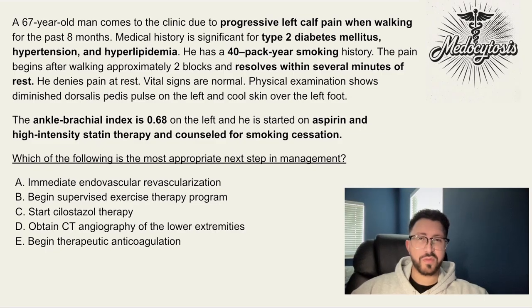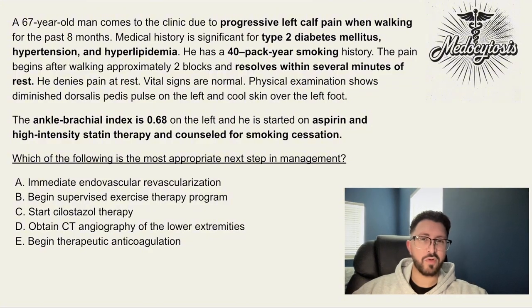He goes to the clinic with progressive left calf pain when walking for the past 8 months. Medical history is significant for type 2 diabetes, hypertension, and hyperlipidemia. He has a 40-pack year smoking history. He notes that the pain begins when he walks 2 blocks and resolves within several minutes of rest. He denies any pain at rest.